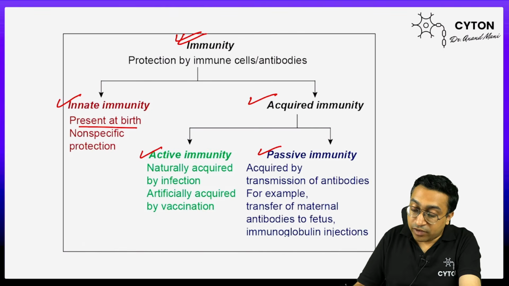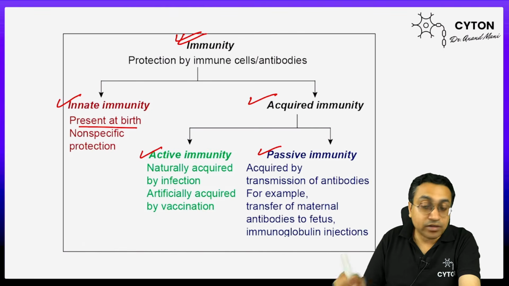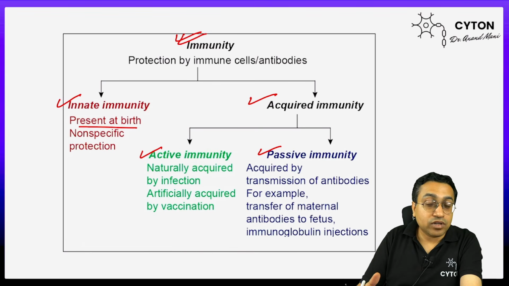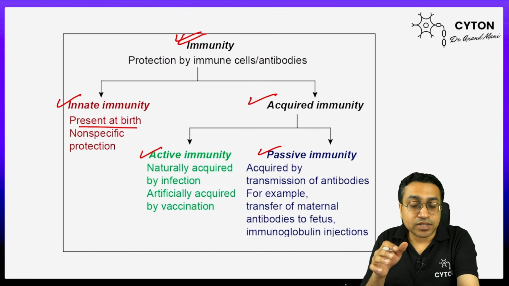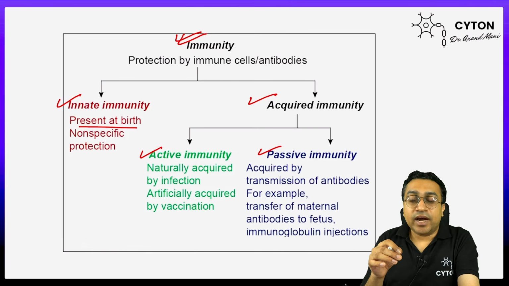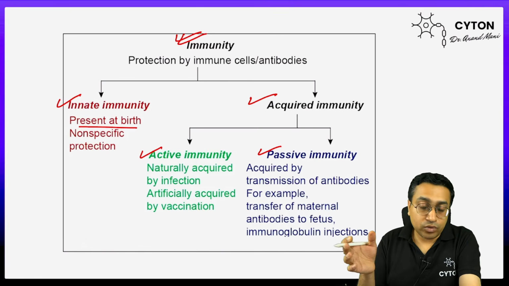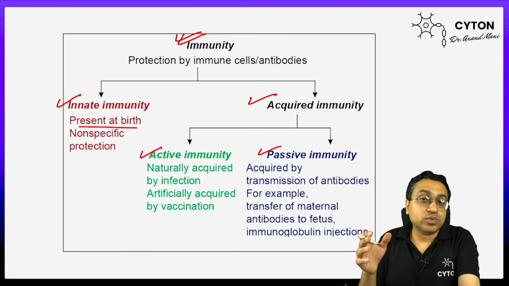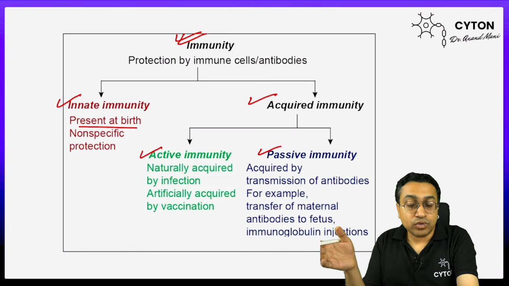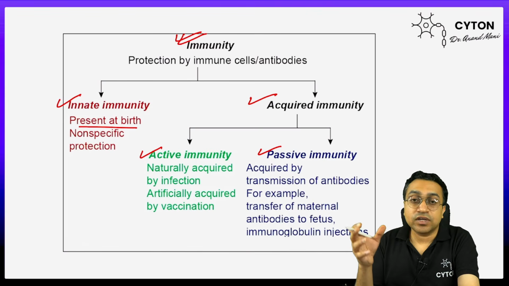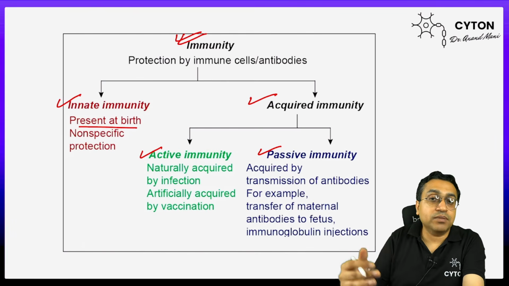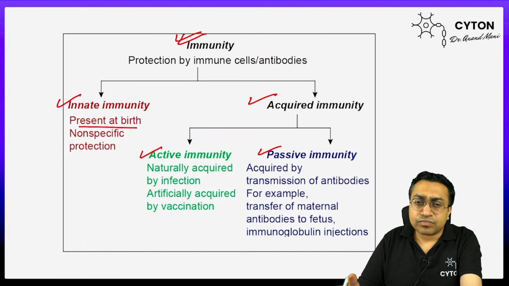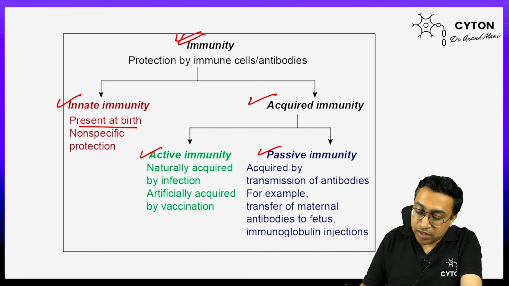Then you have passive immunity, which is acquired by the transmission of antibodies. Ready-made antibodies are given to the patient, like immunoglobulin injections. Suppose a person has been bitten by a dog and it's a very severe wound, like a 3rd degree wound. In those cases you will give rabies immunoglobulins, anti-rabies injections. That is another concept which you will understand better in community medicine. So that is about immunity.